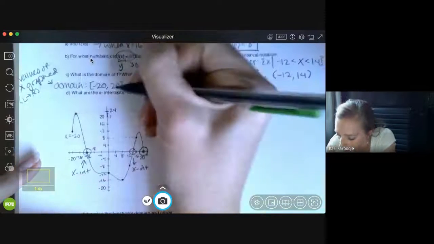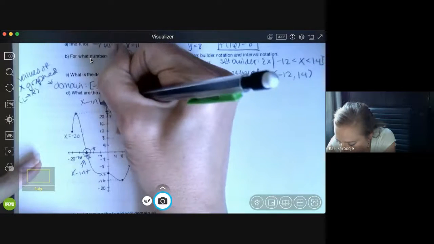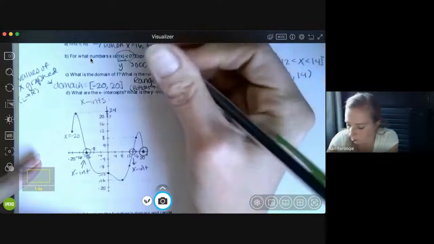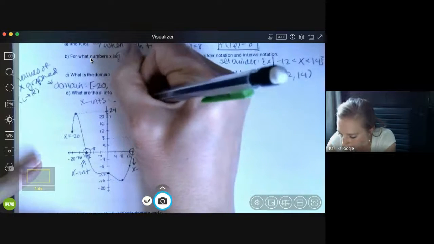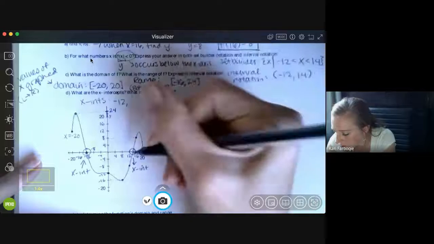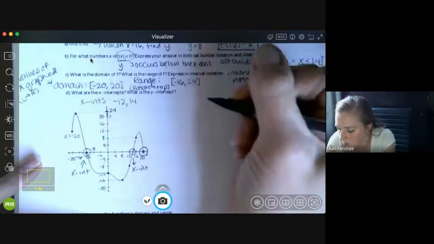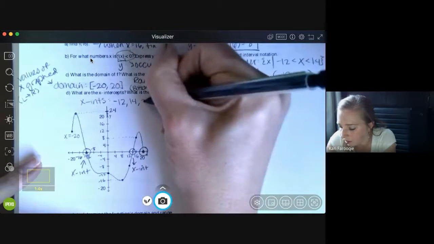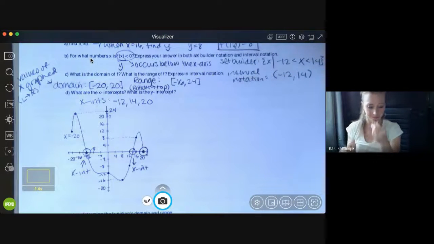So one of them is -12. And we don't have special notation for this. We're just going to list them out. We have another one that we'll consider at 14, between 12 and 16. And then the last one is 20.